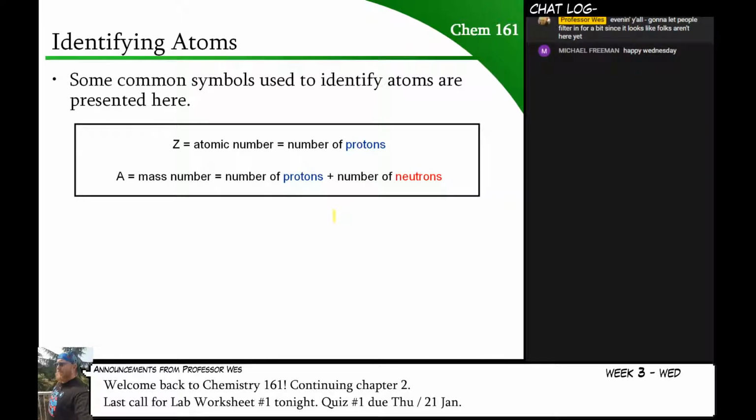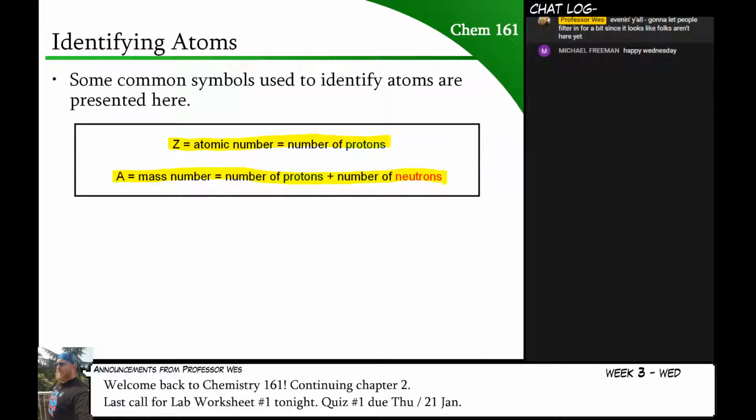Here's the symbology that we're going to be using. The number of protons is represented as Z. This will come up in Chapter 3 as well. And then the mass number, which is how many protons you have and how many neutrons you have added together, we designate that with A. Okay, so you've got Z and A here.